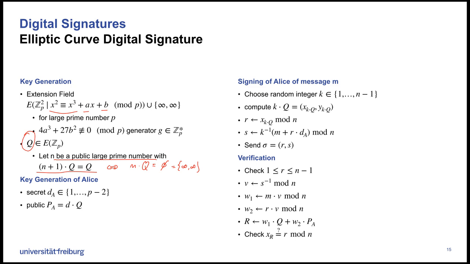Well, we don't have to find it out because there are a lot of these extension fields published, and the good thing is, like in ElGamal, we don't need to create one, we just use one. So we have some secret dA for Alice and some public key PA, which is just dA multiplied with Q. Now what we do here is a very publicly used signature scheme.